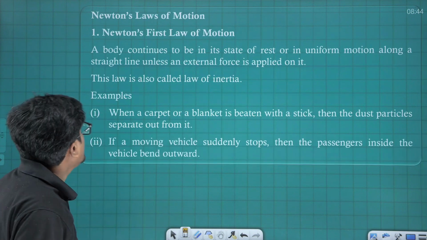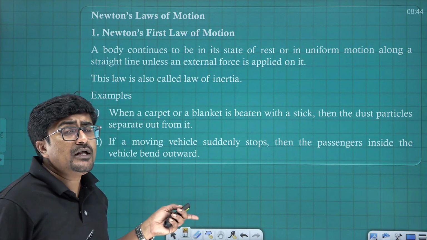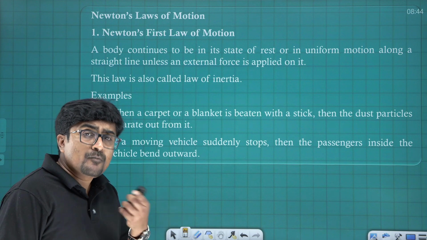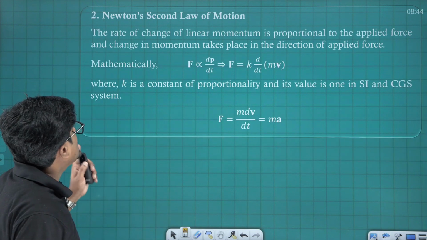Very important information. Next is Newton's first law. You know that a body will continue in a state of rest or uniform motion unless an external force is applied. This is also known as the law of inertia. Next one is Newton's second law.